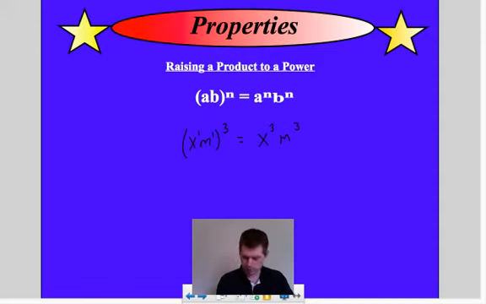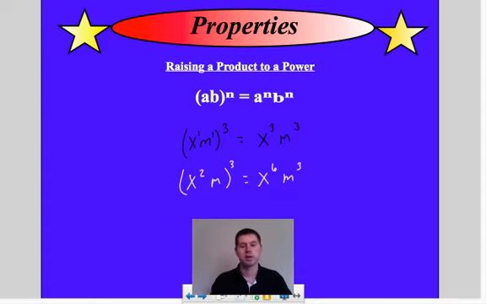But if I were to change this, let me get my white pen here. Let's say I had (x squared m), and it was still being cubed. Let's just do the same problem pretty much. Now it becomes x to the 2 times 3, which gives me 6, and still m to the 3 times 1, which is 3. Okay, so different exponents change the problem as well.